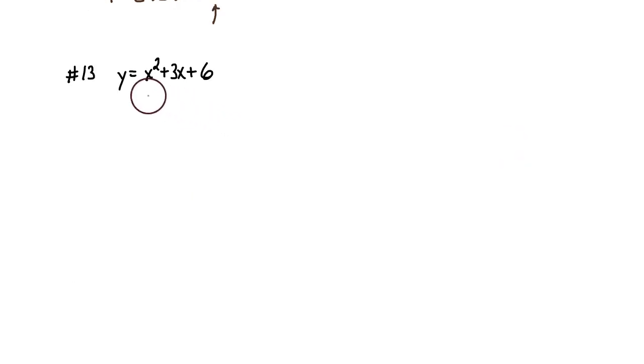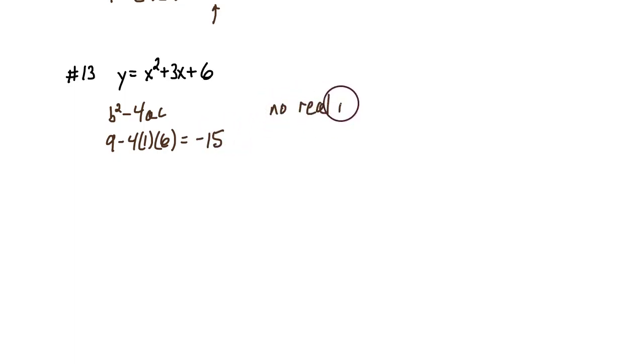Number 13, same directions. First, let's figure out what the value of the discriminant would be if we did the quadratic equation. So b squared makes 9, a is 1, and c is 6. 4 times 1 times 6 is 24, and 9 minus 24 is equal to -15. Because the discriminant is a negative number, there are no real roots.